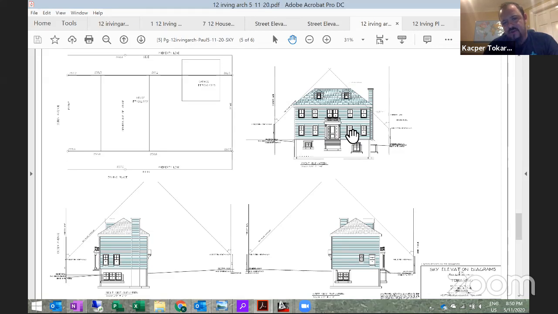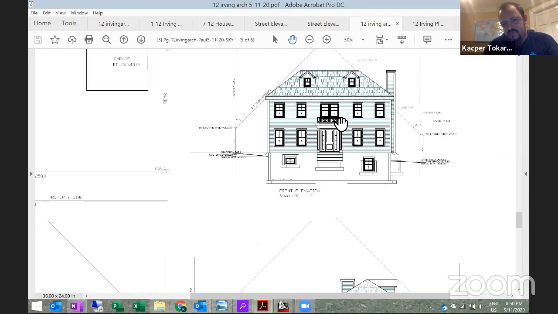And I guess if the board gives us permission to move ahead with this design, we would be willing to turn this into a full set of architectural drawings and present this as a filing set during the next session.